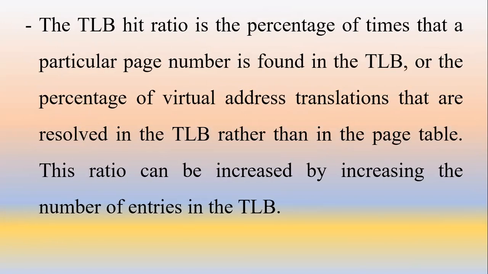The TLB hit ratio is the percentage of times that a particular page number is found in the TLB, or the percentage of virtual address translations that are resolved in the TLB rather than in the page table. This ratio can be increased by increasing the number of entries in the TLB.